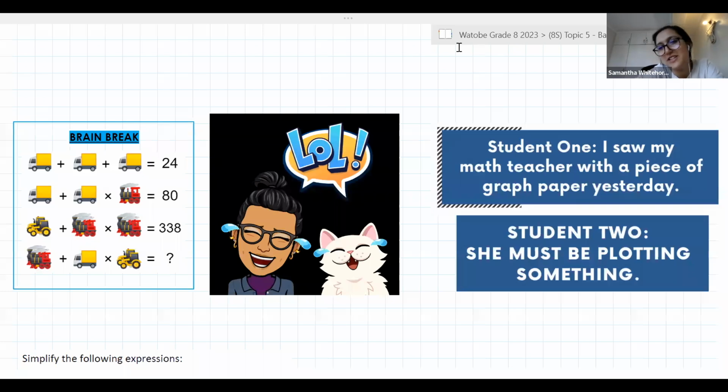So the joke is, I saw my math teacher with a piece of graph paper yesterday. She must be plotting something, because you use graph paper to plot graphs. Okay, so little Fefe is on it.